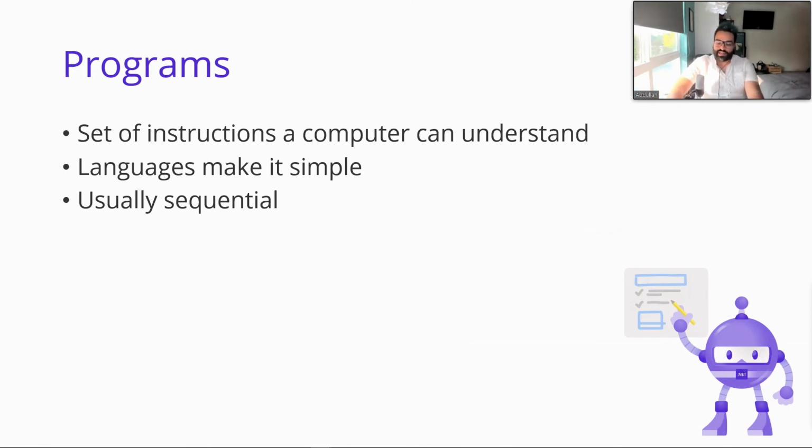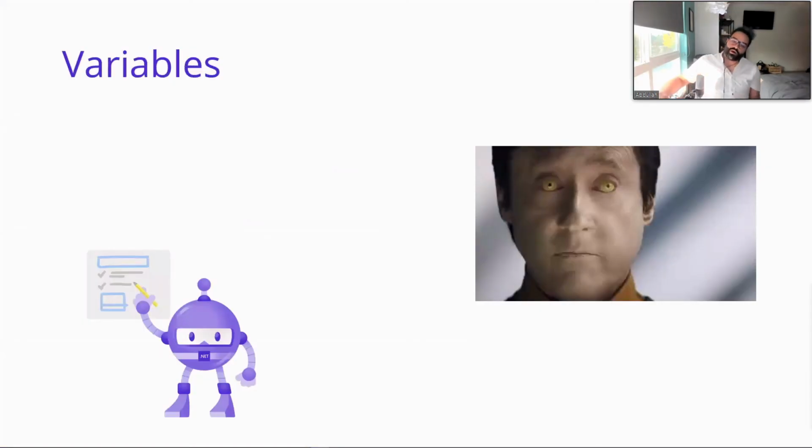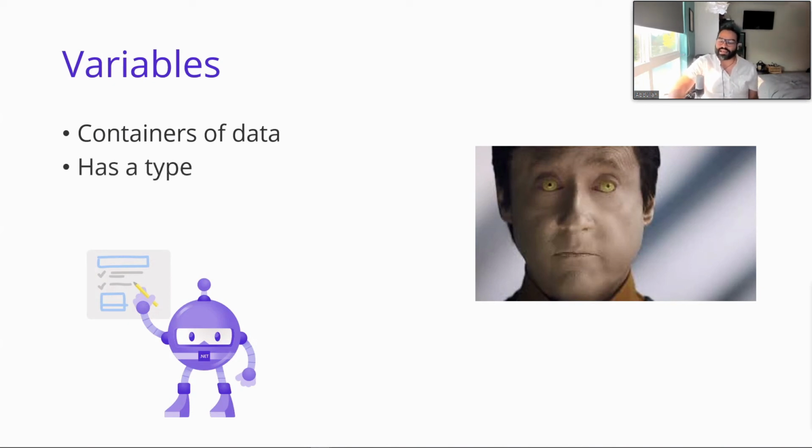All right, I guess we're ready to learn the first concept in programming, which is variables and operations. So what are variables? Variables are containers of data. Told you I really love Star Trek. They're containers of data, and they have a type. For example, Data is a humanoid android. That's the type.